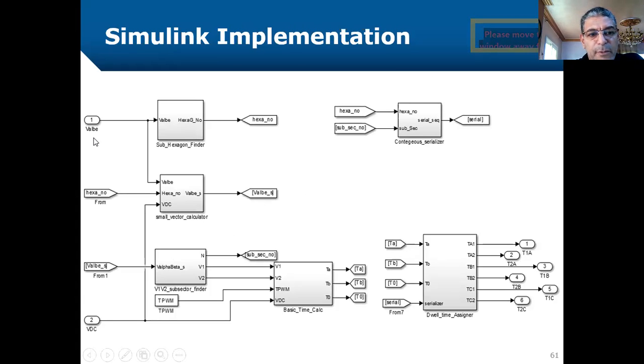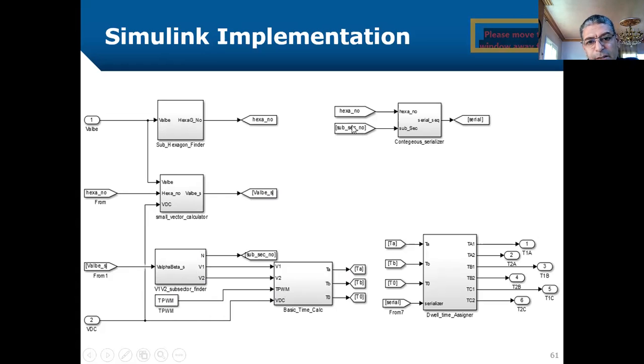This is the SIMULINK implementation. This is the V alpha beta, and this is the hexa number. From the hexa number and V alpha beta, we get the small vector V alpha beta small. And from V alpha beta small, we get the subsector number and V1 and V2. From the information of the PWM period, we get the TA, TB, T0, and also VDC information is needed in this stage.